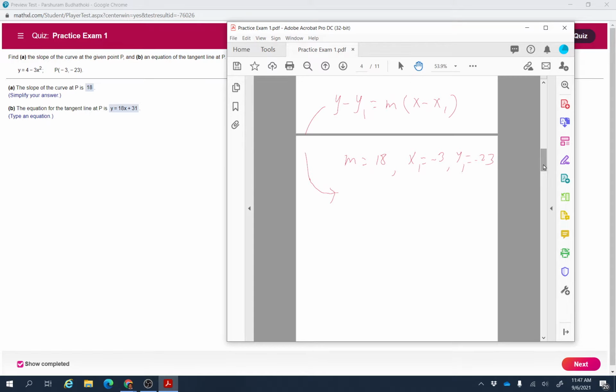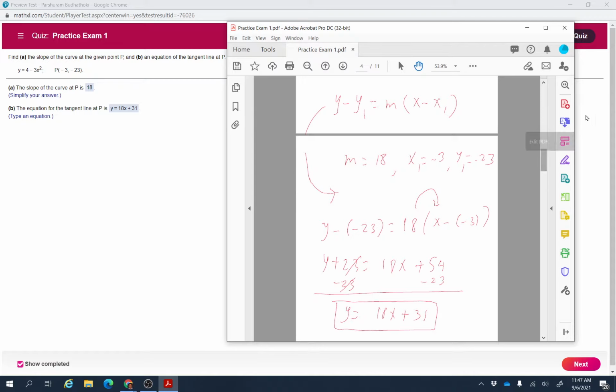So let's see here. Y minus y1, which is negative 23. M is 18. X minus x1, which is negative 3. So y plus 23 equals 18 times x plus 3. You distribute this 18 here. This negative and this negative becomes positive. 18 times 3 is 54. So now we can just simplify by subtracting 23 from both sides. That will give us y equals 18x plus 31. That is the answer you can see here.